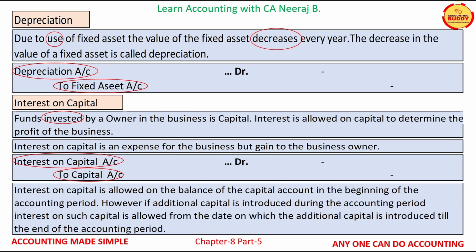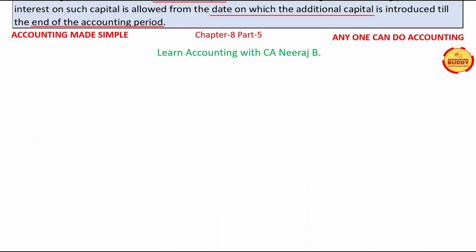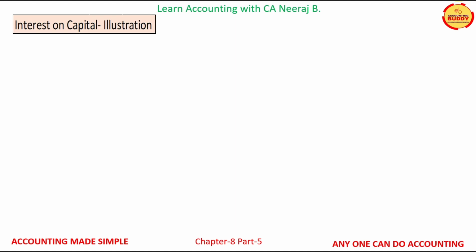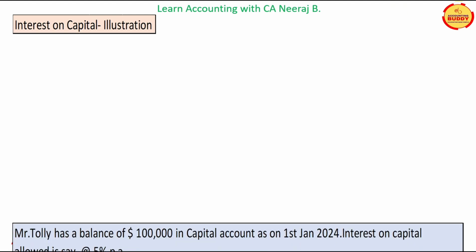Debit interest on capital and credit the capital account. Interest on capital is allowed on the balance of the capital account in the beginning of the accounting period. However, if additional capital is introduced during the accounting period, interest on such capital is allowed from the date on which the additional capital is introduced till the end of the accounting period. Let us further understand the concept of interest on capital with an illustration.